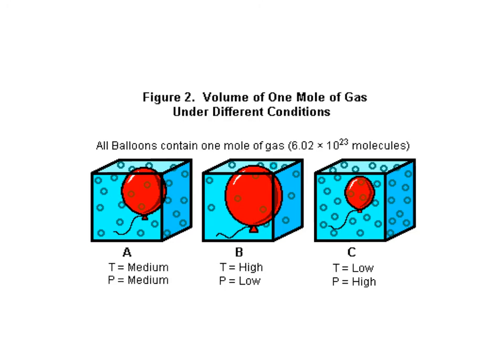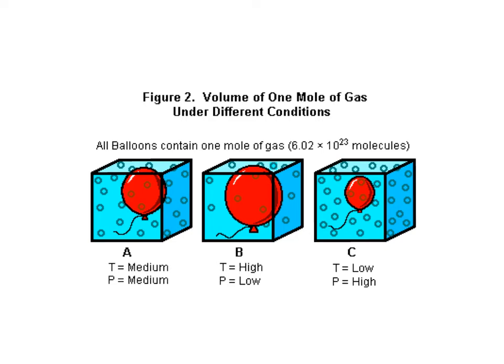I want to talk about the volume of 1 mole of a gas under different conditions. 1 mole is 6.02 times 10 to the 23rd molecules. And so depending on if the volume can change, if the volume is variable, then that volume could be different under different conditions. If you have medium temperature and medium pressure, then you're looking at the size of the balloon right there. But if the temperature gets high, then you start to increase the volume of that balloon. And if the temperature gets low or the pressure gets high, it starts to decrease the volume of that balloon.